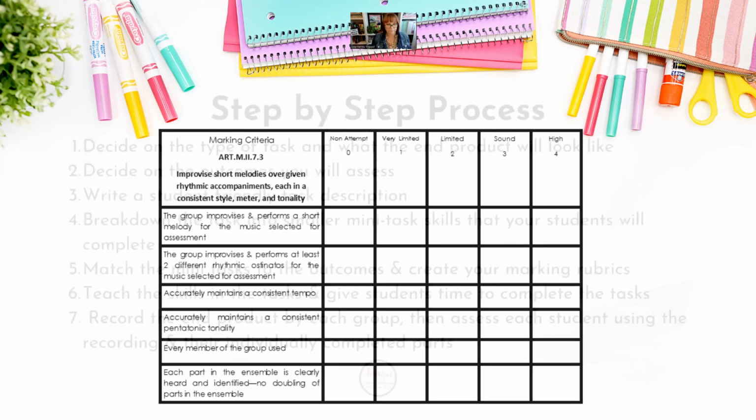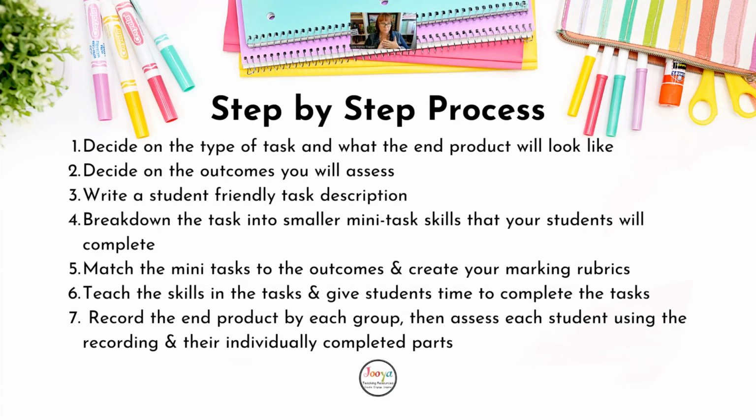Okay. So let's break it down. What you need to do is these 7 things. And again, I've put them into the handout so you can have a look yourself. I've put quite a few things in there in the handout so that you can break it down yourself. I wasn't going to have time to do that for you or with you, but you can obviously do this yourself following these steps. Decide on the type of task and what the end product will look like. That's the main thing. The next one, decide on the outcomes you will assess.